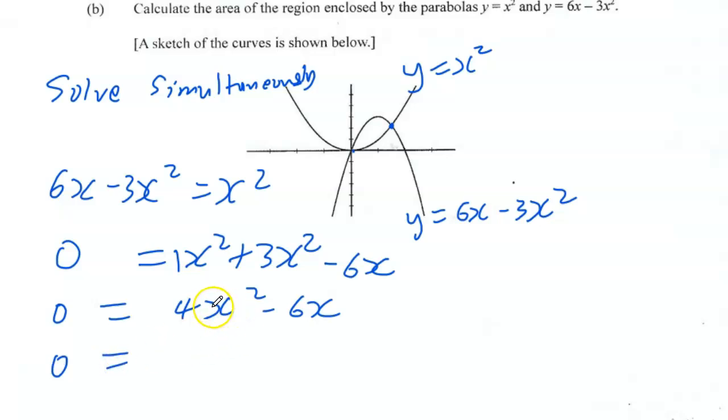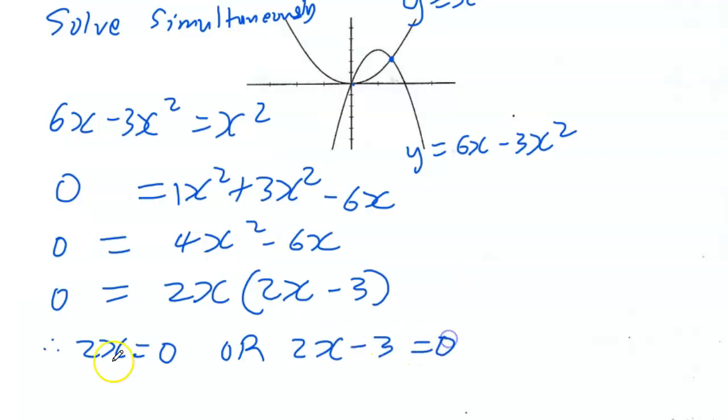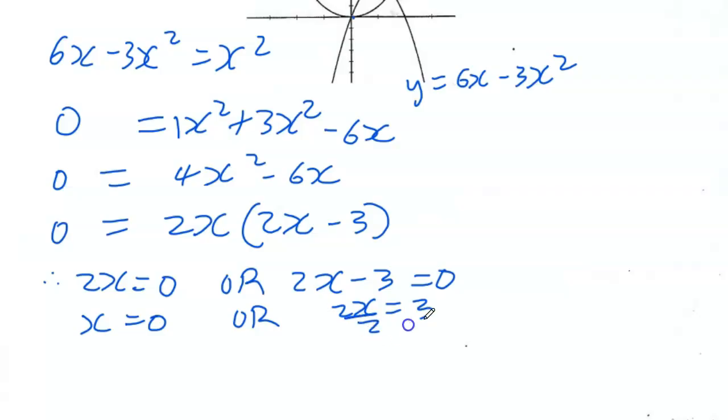I can factorize. The common factor here is 2x. For factor 2x, in the bracket here I would have 2x again, and minus 3. And of course I can equate both brackets to 0. So therefore 2x equals 0, or 2x minus 3 is equal to 0. Solving each of them, divide by 2, x equals 0. And the other one, 2x equals 3. Divide both sides by 2. x equals 3 divided by 2, which is 1.5.